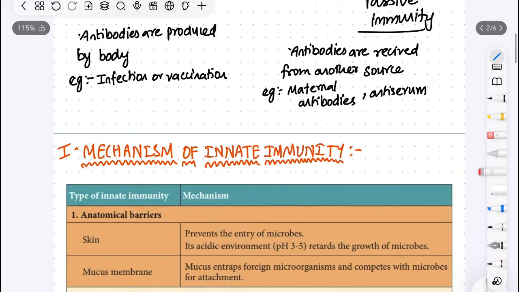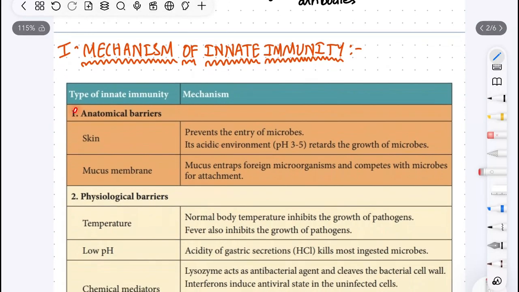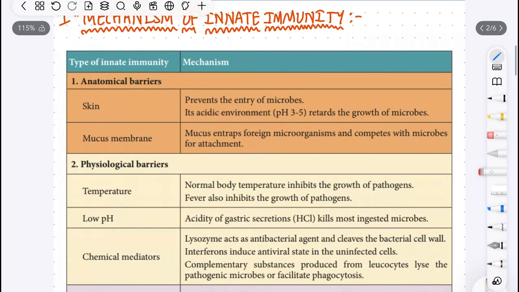Now let us understand the mechanism of innate immunity. Let us look at the types of innate immunity and their mechanisms. First we have anatomical barriers. What are anatomical barriers? There are two barriers, skin and mucous membrane. Skin prevents entry of microbes and its acidic environment retards the growth of microbes. Mucous membrane: mucus entraps foreign microorganisms and competes with microbes for attachment.